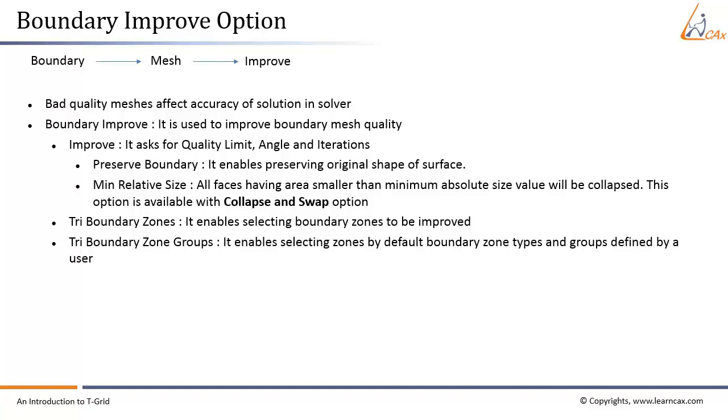If you select a zone type or group from this list, all the zones of that type or group will be selected in the Try Boundary Zones list. You can also select multiple types to select all the zones of different types. Example, inlet and outlet.